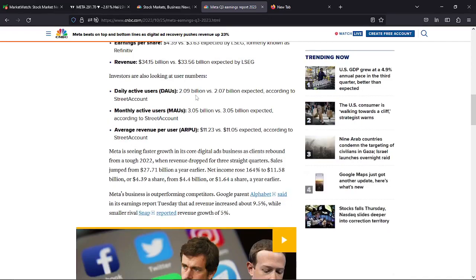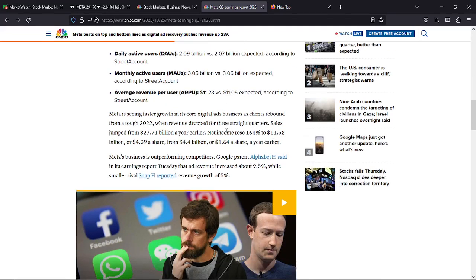Active users, okay, they didn't lose too much. They still have a good amount: 2.2 billion, 2.9, 2.09, 2.07. Active users remain the same. Average revenue per user, $1.25, really. Okay, and they beat all the expectations. That's good, right? But that's not the main point.